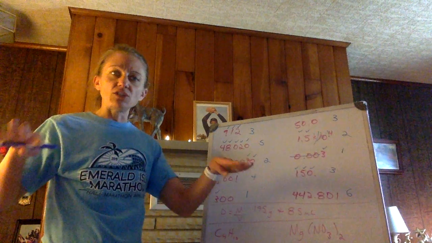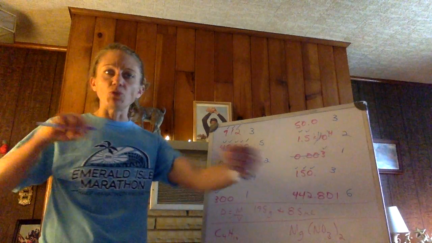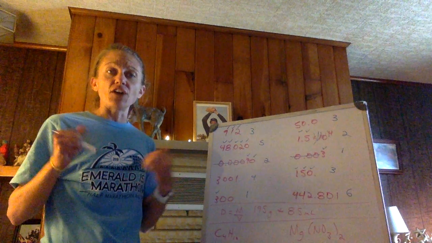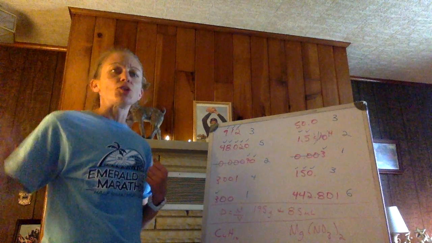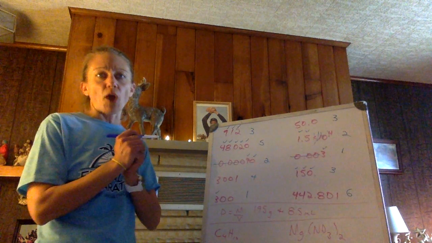Malleable can be pounded into a flat sheet. Ductile can be pulled into wire. Tensile strength, ability to resist breaking, those are properties of metals. You're looking for metals that have those properties.